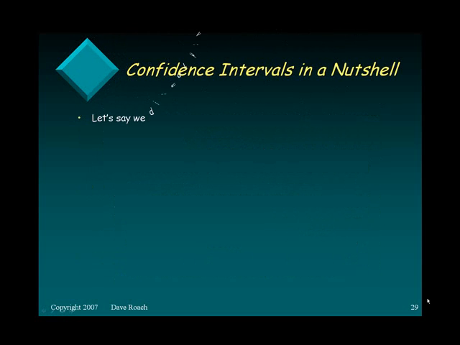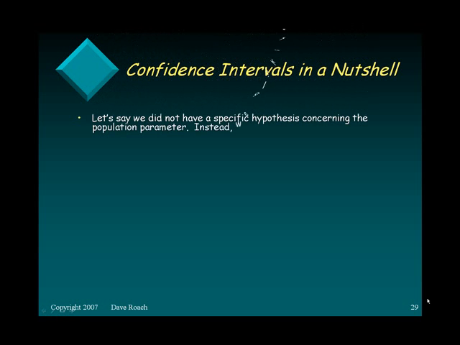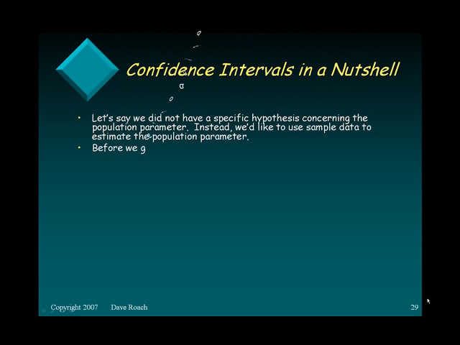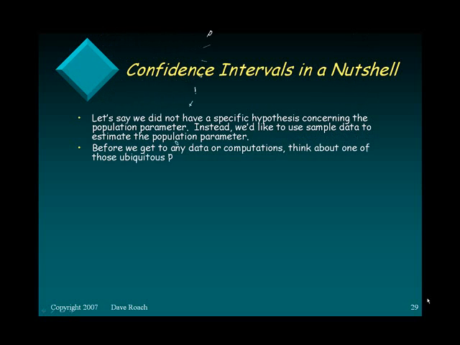Okay, now let's take a look at confidence intervals. When we develop interval estimates, we don't start with a specific hypothesis about the population parameter. Instead, we just start with data, then we calculate statistics from that data and use those to estimate the population parameter, or the corresponding population parameter to be more exact. For now, let's not think too much about the data or computations. We'll get to those. But let's think about the idea.